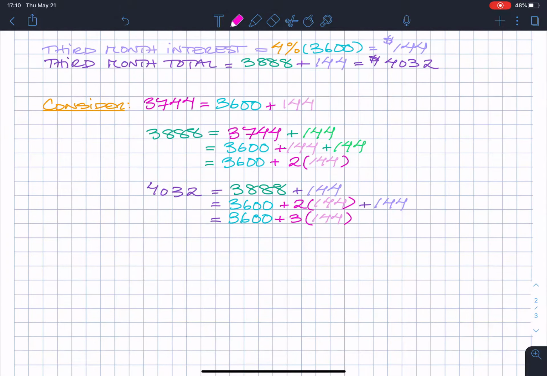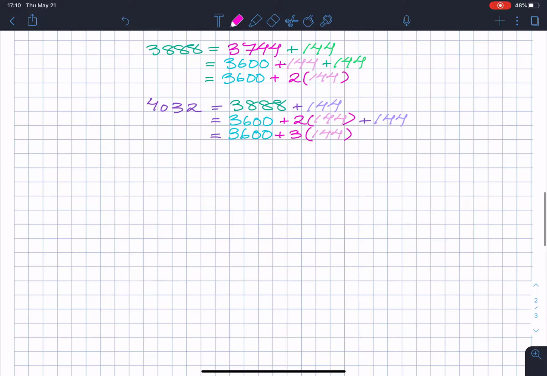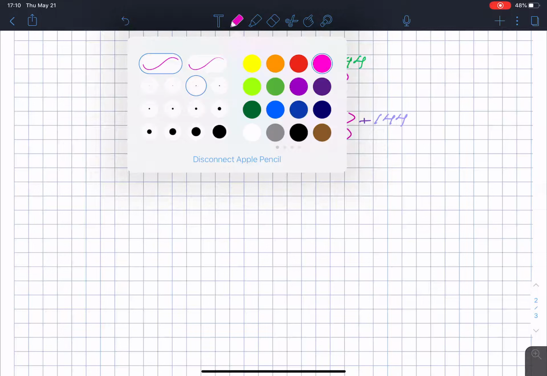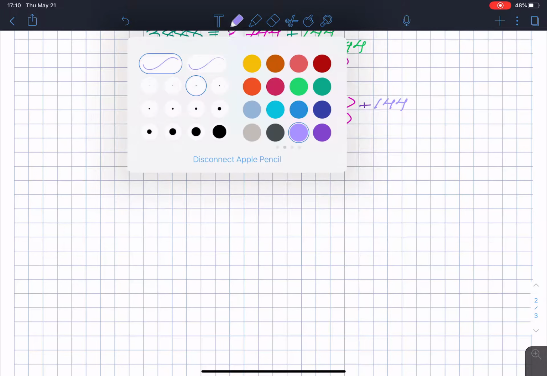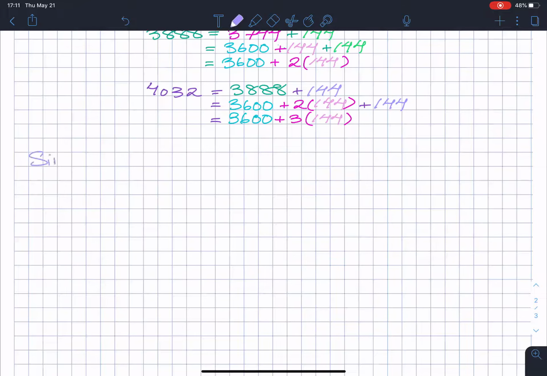Okay, so the first month had 1 144. The second month had 2 144s. The third month had 3 144s. So hopefully we can see the pattern here. So what is it? Simple interest, which is non-compounded, simple interest over time.